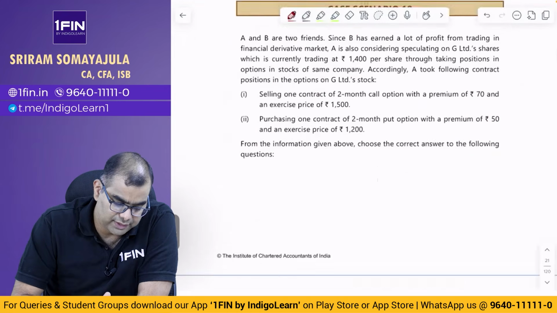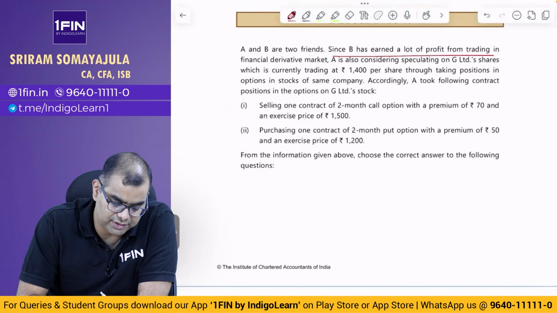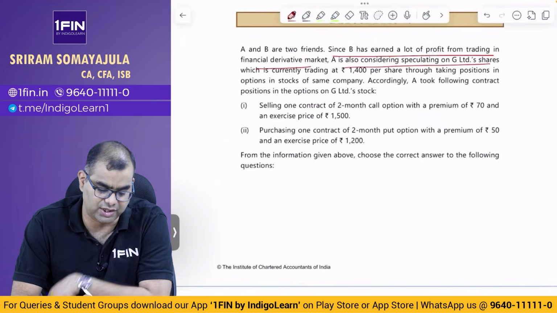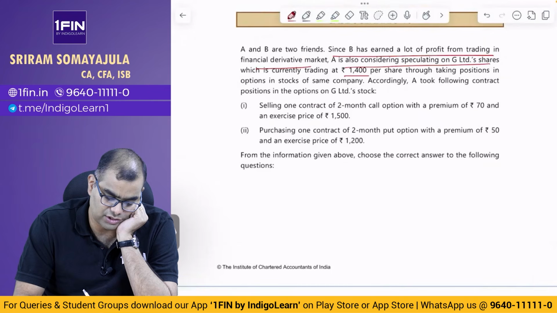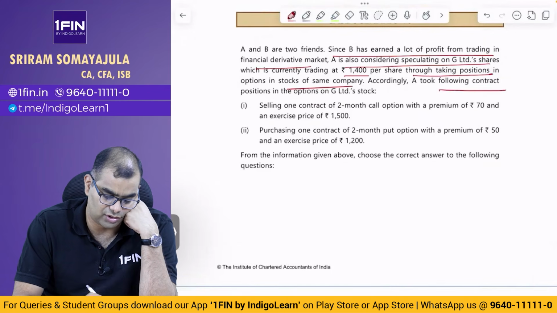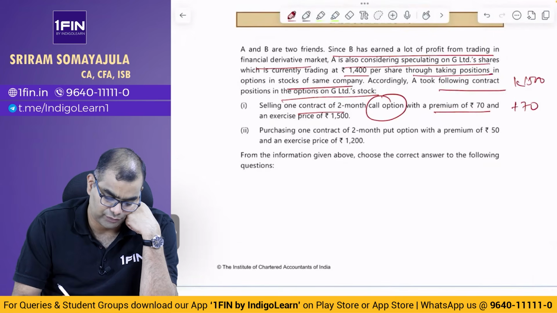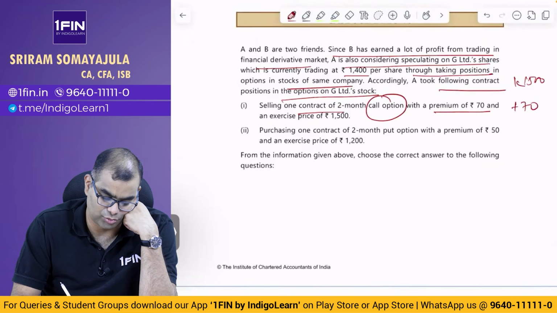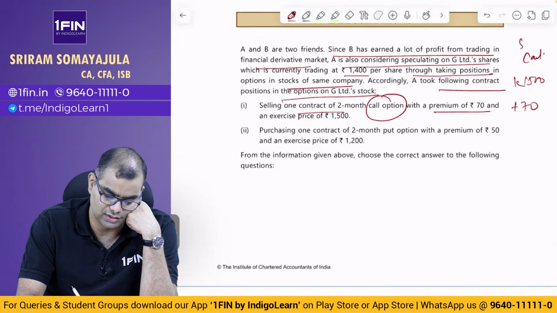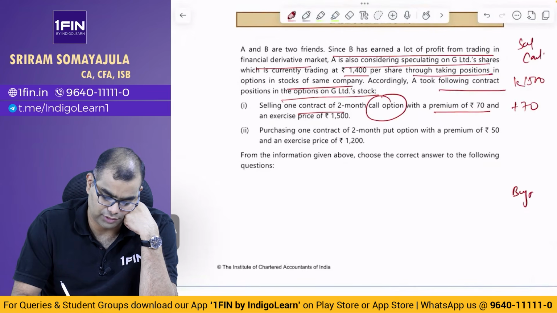Let's move forward. A and B are two friends. Since B has earned a lot of profit from trading in derivative markets, A is considering speculating on G shares, which is currently trading at 1400 per share, by taking positions in options on stocks of the same company. Accordingly, A took the following contracts on options of G: selling one contract of call, 2 months, with a premium of 70, so this is 70 inflow, and an exercise price K of 1500. Purchasing one contract of 2 month put option, with a premium of 50, so minus 50, and K of 1200.